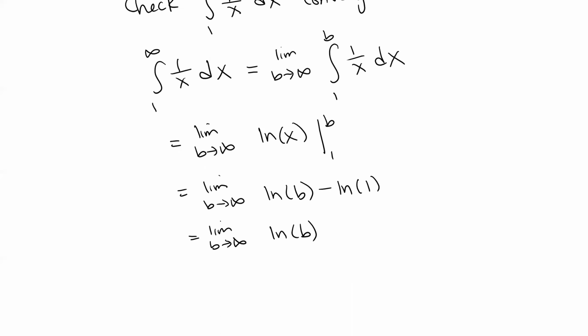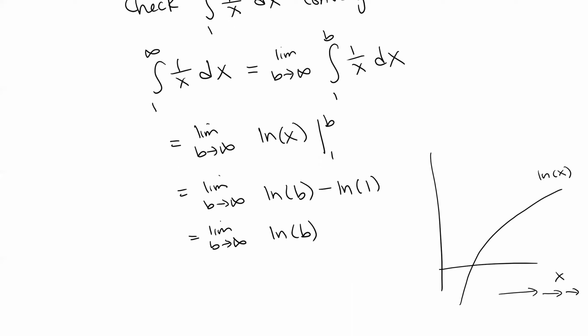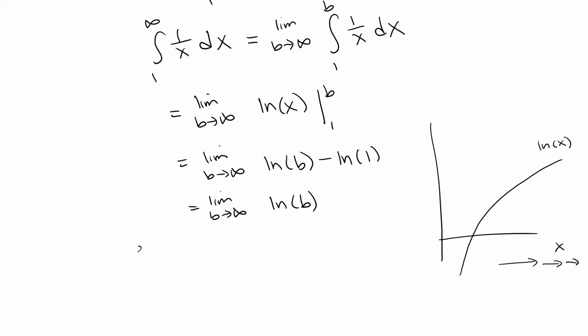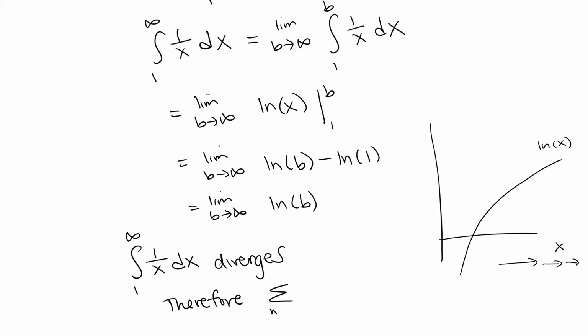So if we think about our function natural log, it increases without bound. So as we move further and further right, natural log is going to increase and increase. So this increases without bound. So this is going to shoot off to infinity. This integral does not converge. So our integral from 1 to infinity of 1 over x dx diverges. And this tells us that our sum from n equals 1 to infinity of 1 over n also diverges by the integral test.